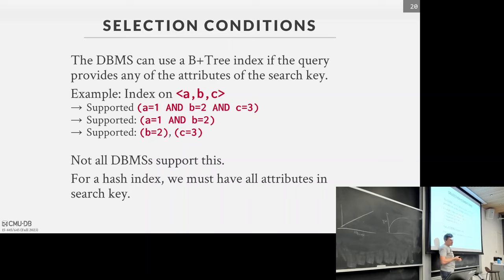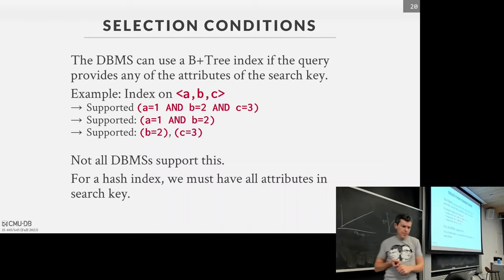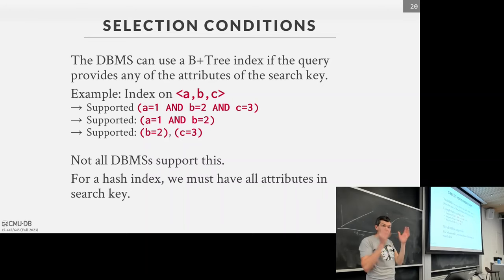Very few systems do this. This is hard. Postgres doesn't do this. Oracle and I think maybe SQL Server can do this, right? And again, if it was a hash index, we have to have the entire key. And we always have to be in an equality predicate.